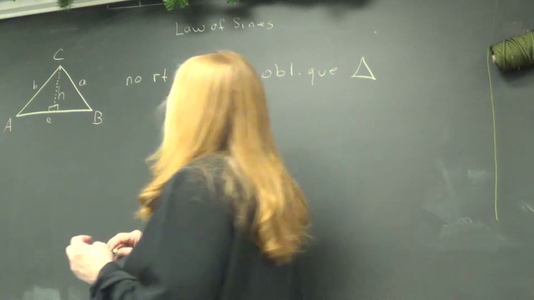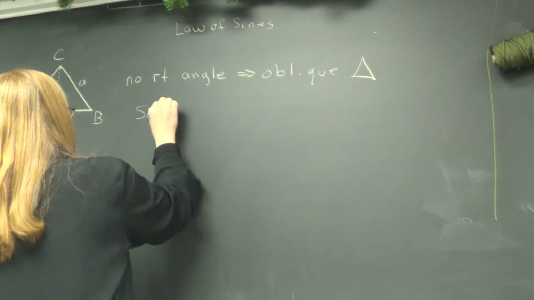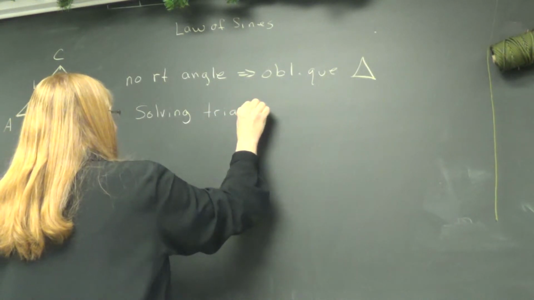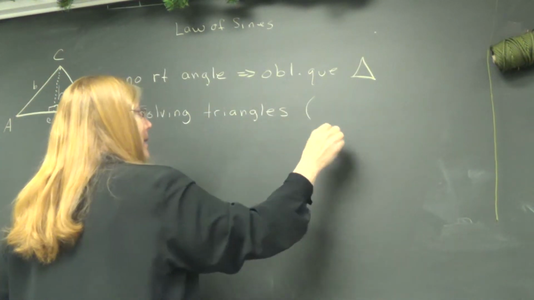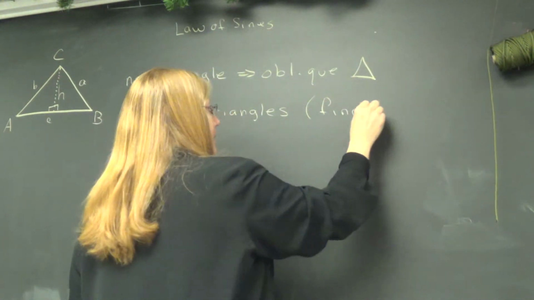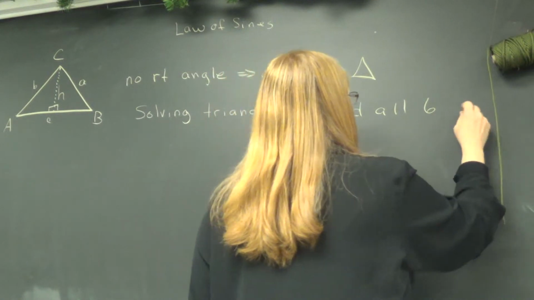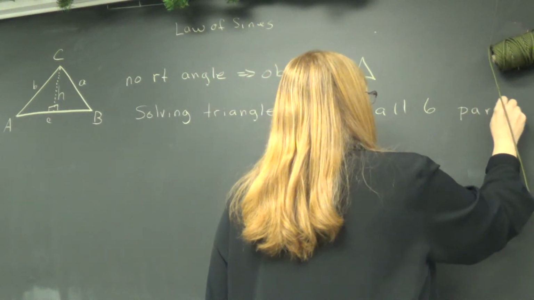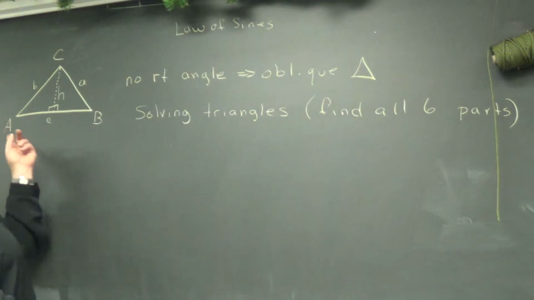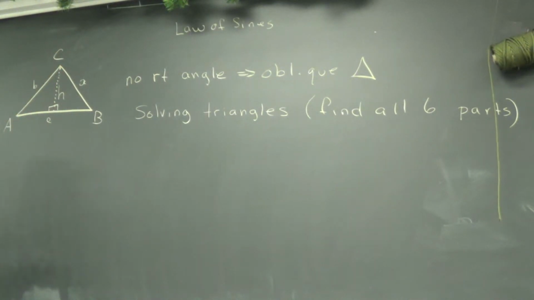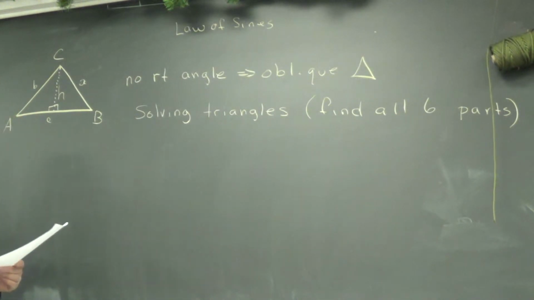What we're doing today is solving triangles. We used to solve equations, now we're solving triangles. All that means is find all 6 parts. And we'll usually be given like 3, and we have to find the other 3. Find all 6 parts. What I mean by the 6 parts are the three angles, capital A, B, and C, and small a, b, and c, the 3 sides. So we'll be all happy when we've got all 6 parts. All right, so let's get to work now.